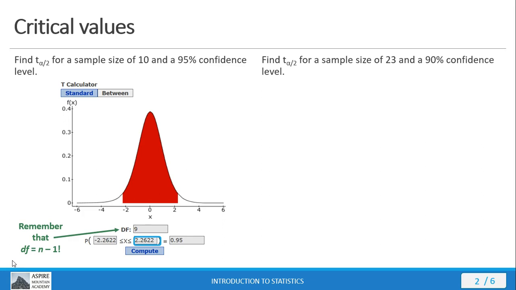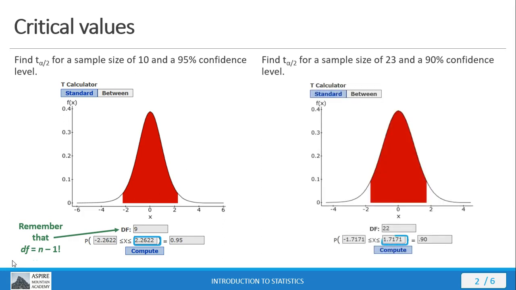Okay, let's see how it works. So here in our t-calculator, notice that we're always using the between option because we're looking for a two-tailed critical value and not a one-tailed. Our critical value here in this case, 1.7171.